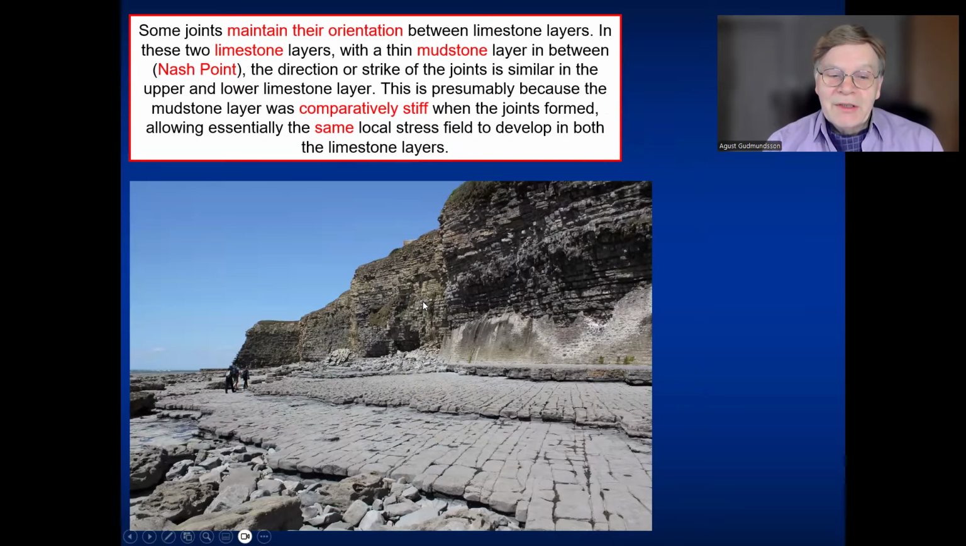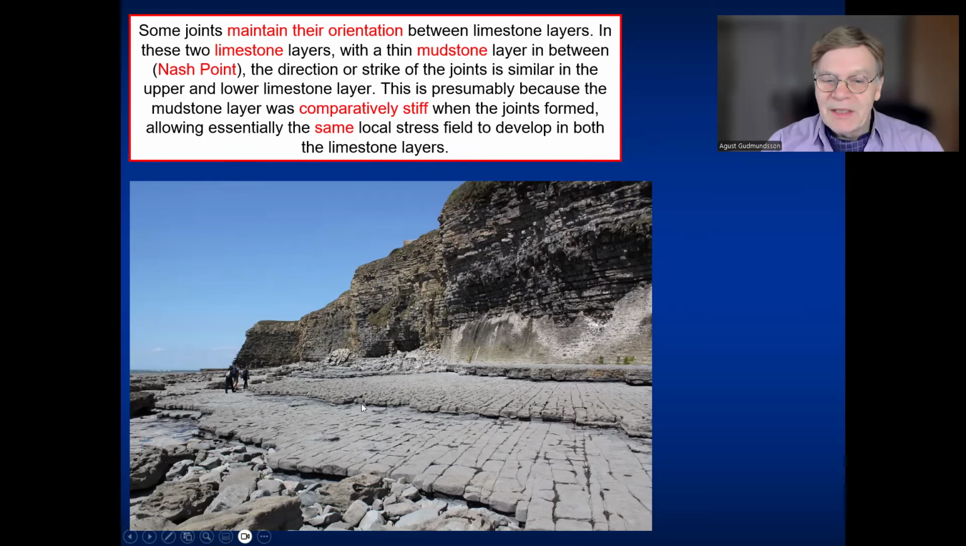Now, some joints, when they go from one limestone layer to another one, maintain their orientation, or what we call strike in geology. In between the limestone layers is a different rock, namely mudstone. And the mudstone is a very changeable rock in mechanical properties. It can be basically mud, very soft, and then the stress from this layer would not be able to be transferred to the layer above, because the soft mud in between would not allow it.